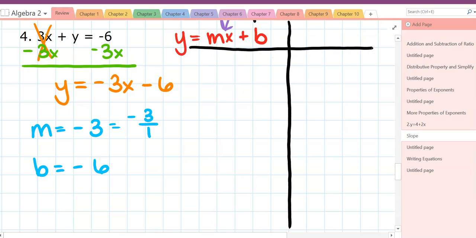So we're going to start down at negative 6. For my slope, it's negative 3 over 1. So I'm going to go down 3 to the right 1. Or we're going to go up 3 to the left 1. And then draw your line.